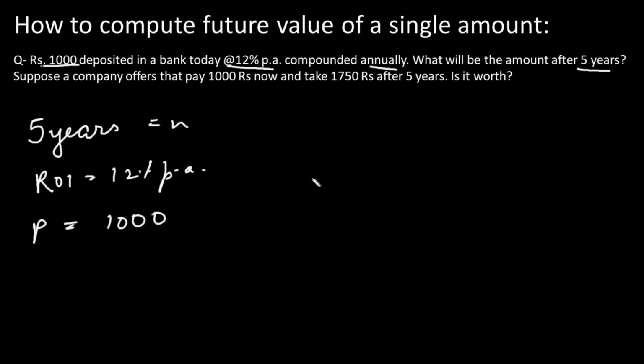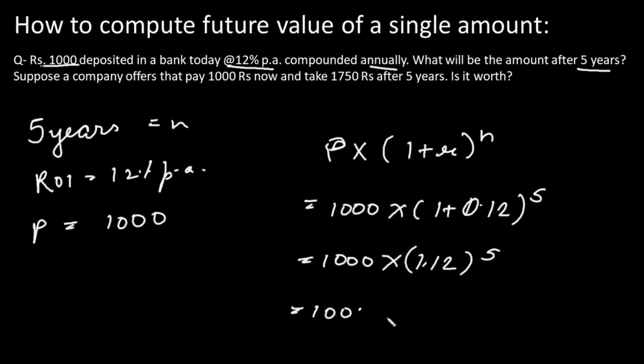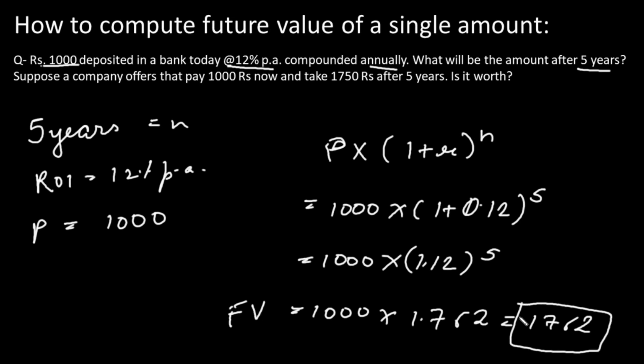Right? So how would we calculate this under maths? Under maths, the formula is principal into (1 plus r) to the power n, which here becomes 1,000 into (1 plus 0.12) to the power 5, which is 1,000 into 1.12 to the power 5. So this is 1.762 and this amount becomes 1762, which is our future value. Basically, after 5 years we will get this amount. Right? This is how we do it in maths.